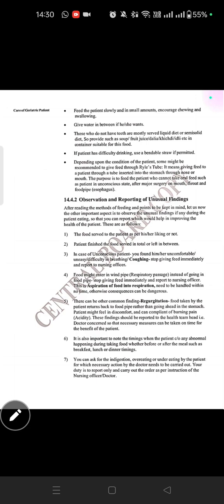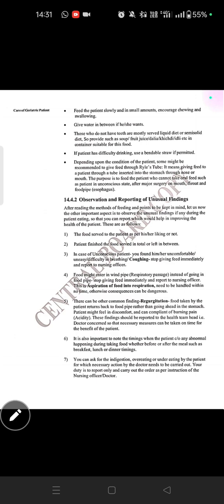Then, what about observation and reporting of unusual findings? When food is served, note whether the patient likes it or not, and whether the patient finishes the food or leaves it in between. In the case of an unconscious patient, if they are uncomfortable, have difficulty breathing or are coughing, we should immediately stop. The food might have gone into the wrong pipe, so we must immediately inform the nursing officer, because the aspirated food will go into the respiratory tract. Then we commonly keep a record of food intake.